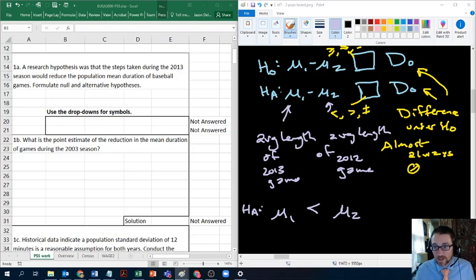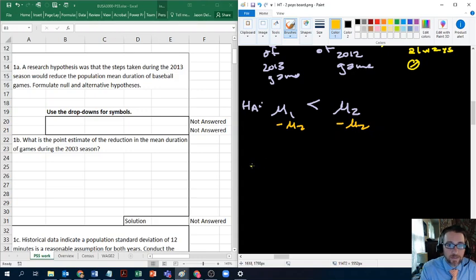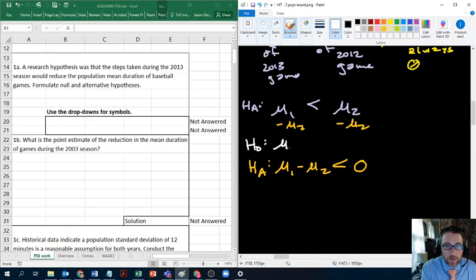And so that's a question: did games get shorter? And if we want to convert this into a test of a difference between mu1 and mu2, what we can do is just subtract mu2 from both sides. If we subtract mu2 from both sides, what we'll find is that this kicks out a hypothesis that meets our criteria. mu1 minus mu2 is less than 0, and that has the corresponding null, H0: mu1 minus mu2 is greater than or equal to 0.